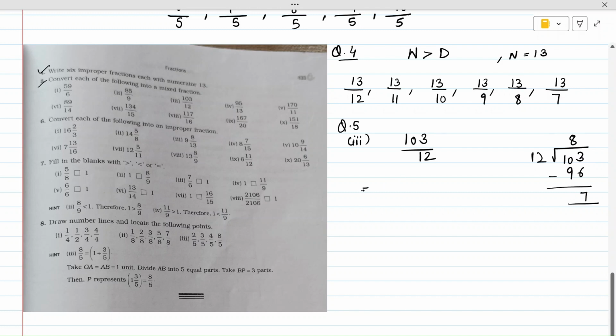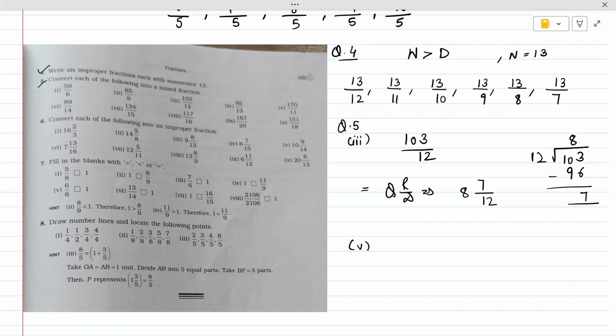Now let us make a mixed fraction out of it. Q R by D. Let's put the values. Q is 8, R is 7 and D is 12 here. So this is our mixed fraction. Okay. So likewise, let us take some other example.